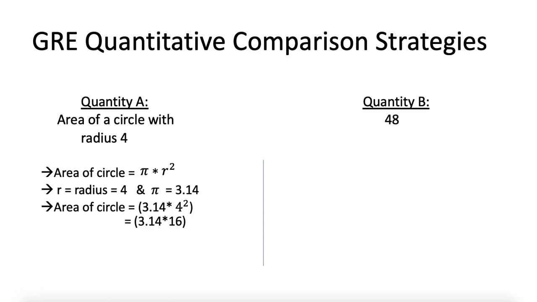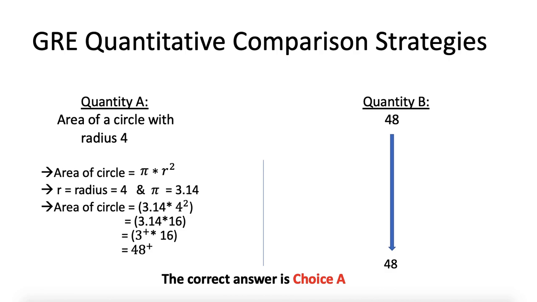Now the approximation will come in: you don't need to use a calculator and try to solve 3.14 into 16. Instead, do it this way: consider 3.14 as a 3 with a plus on that. That means the actual value is a bit greater than 3. Now if you multiply these two, you will get 48 plus. That means your answer is a bit greater than 48, and you did not need to know the exact answer. And quantity B is 48. So straightforward, by approximation, we get that quantity A is greater than quantity B. The answer is choice A. So try to approximate instead of solving.